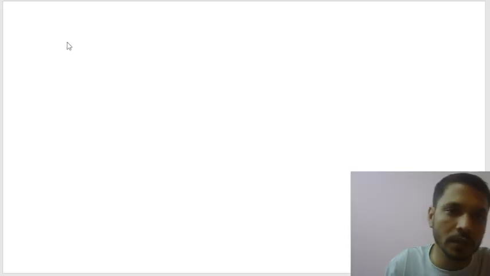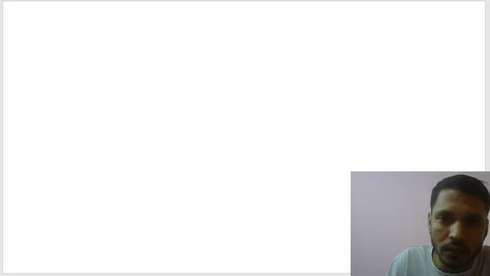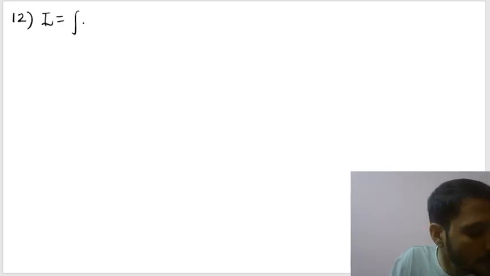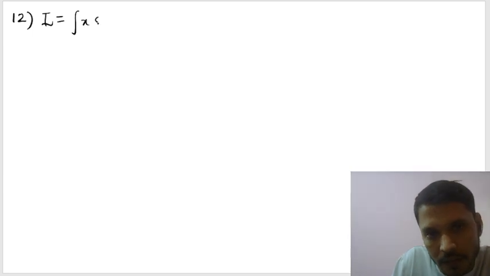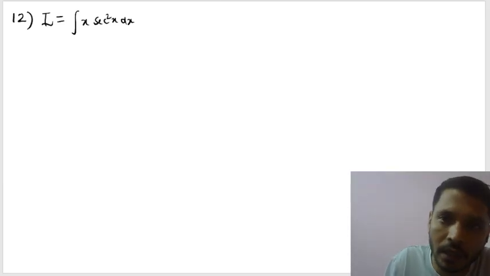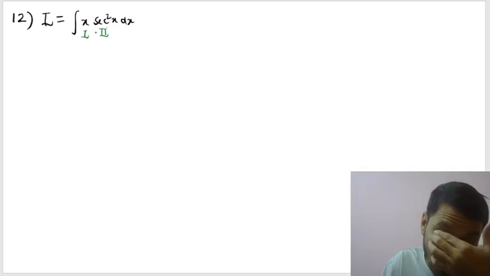Right, now we are going to move on to the second, question number 12. In question number 12 we are given I is equal to the integration of x secant square x into dx. Here we have directly been given the simplified form of the function. That means we can say this is the first function and this is the second function, so we can easily apply the by parts rule.